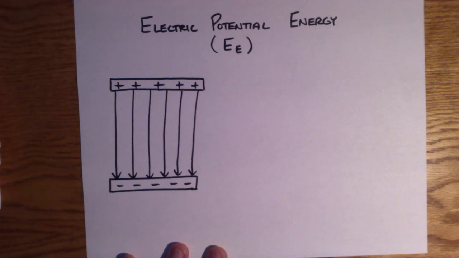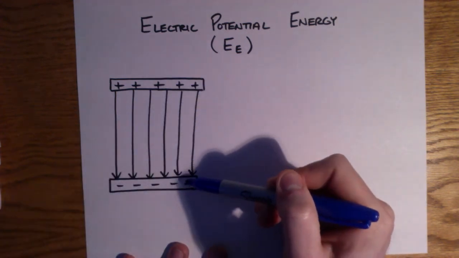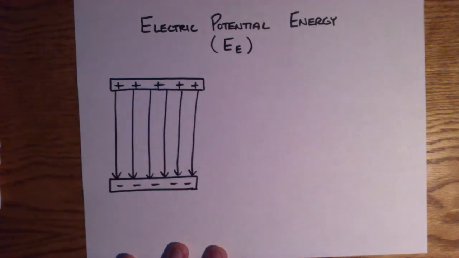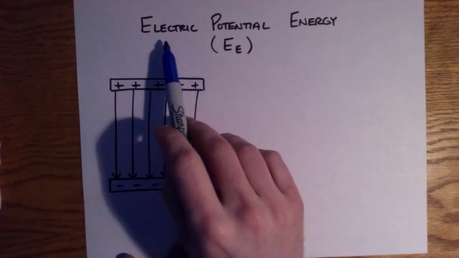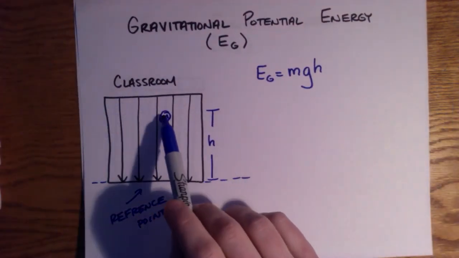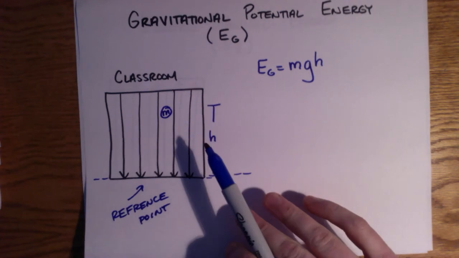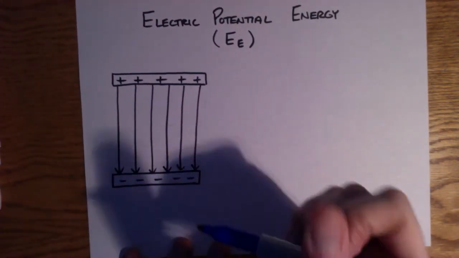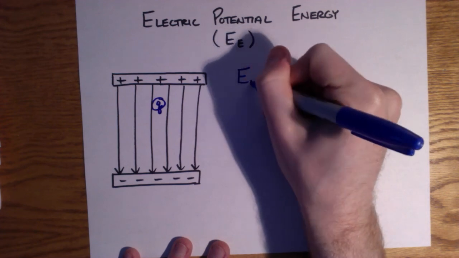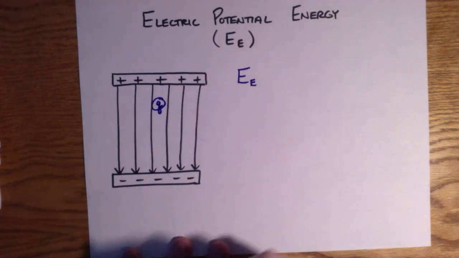So I've drawn two parallel plates, they have equal charge, and I've drawn the electric field represented by these downward arrows. If you remember, electric field lines point away from a positive towards a negative, and that has to do with the fact that they represent the force that would act on a positive test charge at any location. Now, the main difference between electric potential energy and gravitational potential energy is that gravitational potential energy is based on a mass located in a gravitational field, and electric potential energy has to do with charge being placed in an electric field. So we denote it as E for energy with subscript E for electric, so electric potential energy.